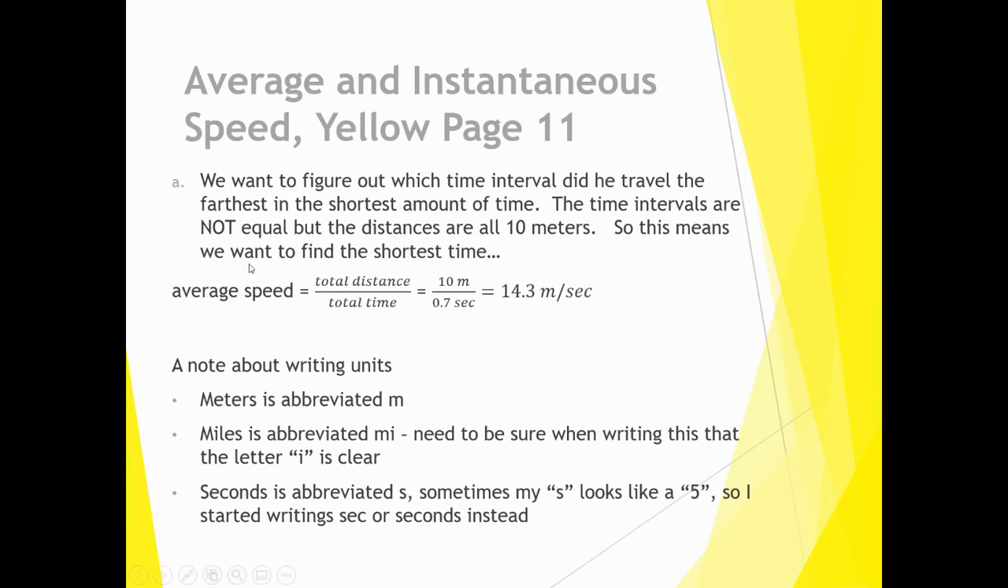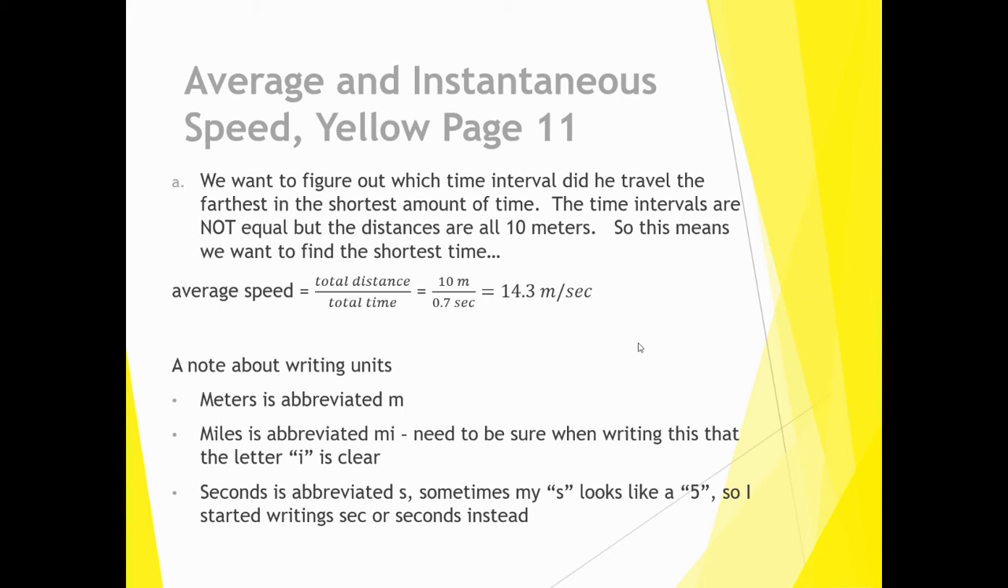So we wanted to figure out in what time interval he traveled the farthest in the shortest amount of time. The time intervals weren't equal, but the distances were all 10 meters. So he traveled 10 meters in 0.7 seconds, and this is 14.3 meters per second.